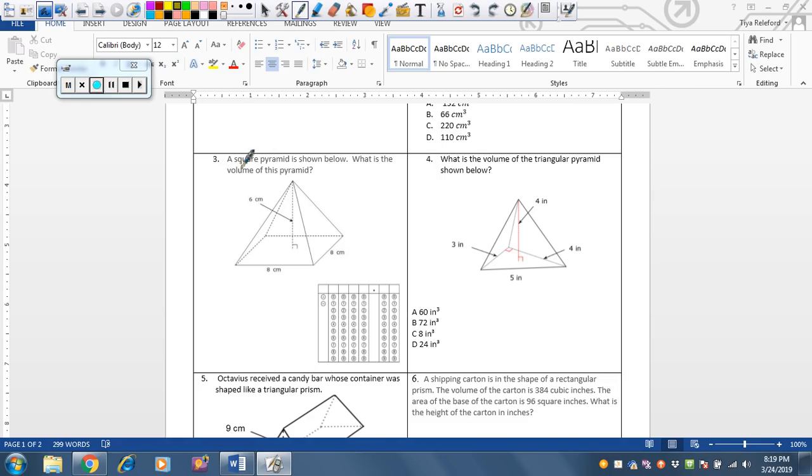Number 3 gives you the words square and pyramid. That means you need the square formula and the pyramid formula. What's the pyramid formula? Pyramid, careful, not prism. Pyramid formula is 1/3 capital BH. And what is the square formula? Squares and rectangles are the same. So you need the rectangle formula.